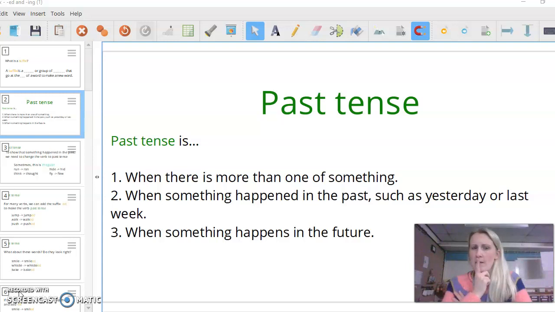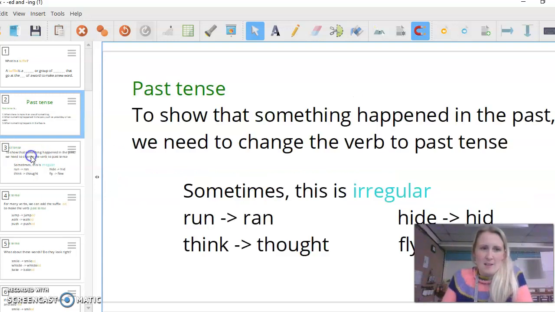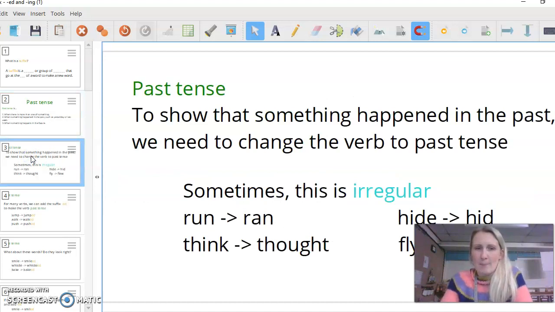Which one is it, do we think? When there is more than one thing, when something's happened in the past, such as yesterday or last week, or when something happens in the future? Which one do you think it is? 1, 2, or 3? If you said 2, you are correct. Well done. It is to show that something happened in the past. We need to change the verb to the past tense.